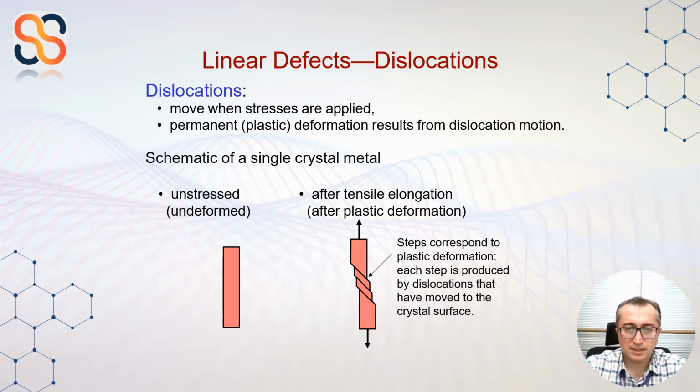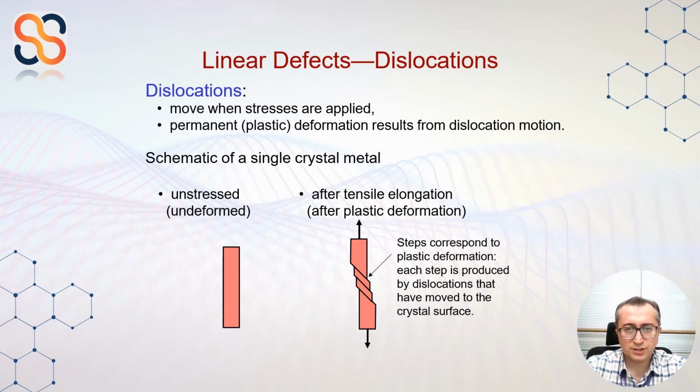How about permanent deformation? The movement of dislocations leads to permanent or plastic deformation. It means that once the stress is removed, the material does not return to its original shape. Instead, it retains some of the changes that happened during the application of force. So, here we can see the difference between an unstressed or undeformed crystal and one that has undergone tensile elongation, I mean after plastic deformation.